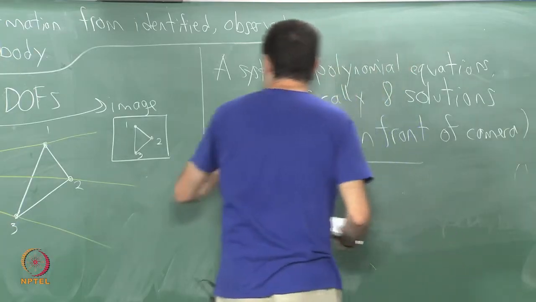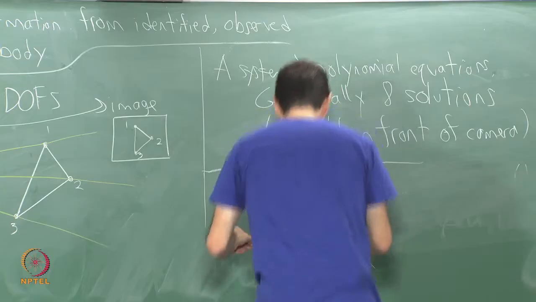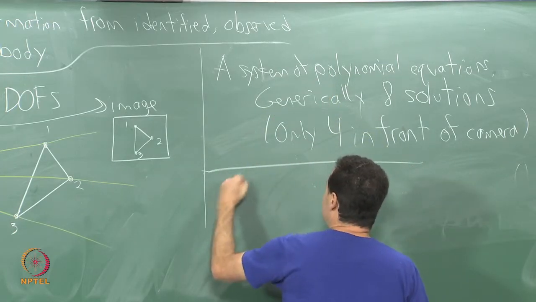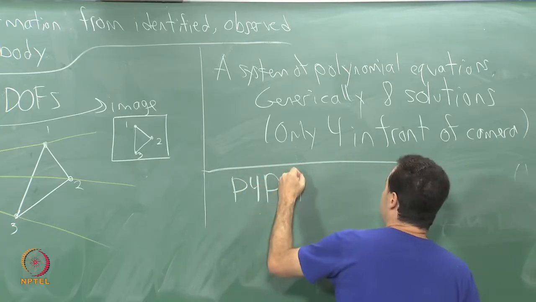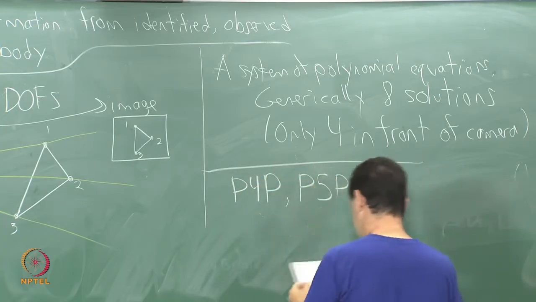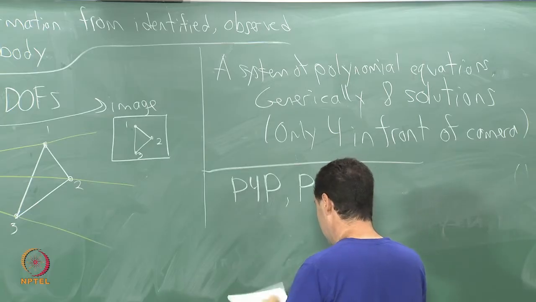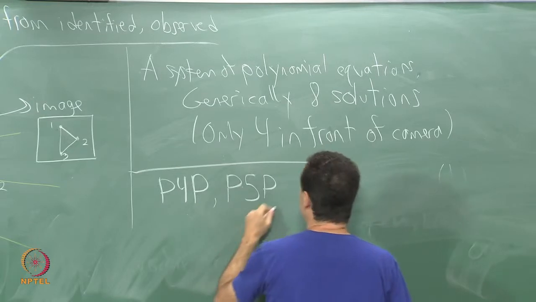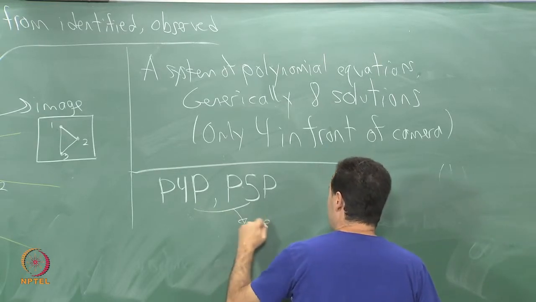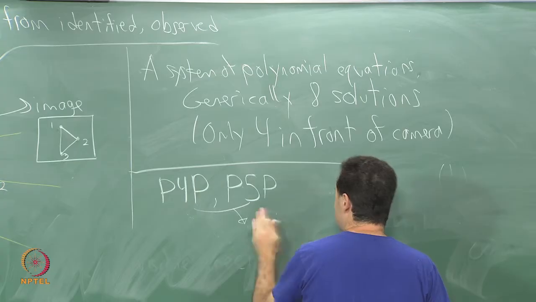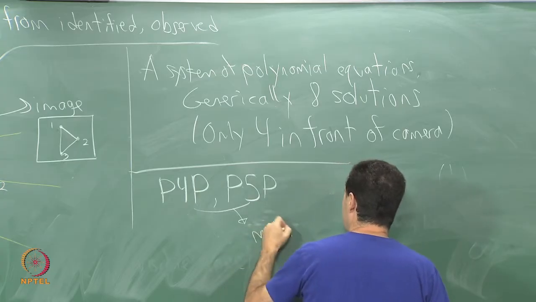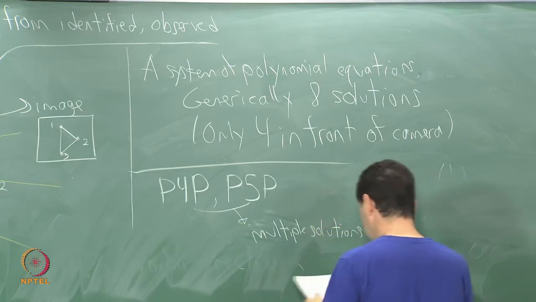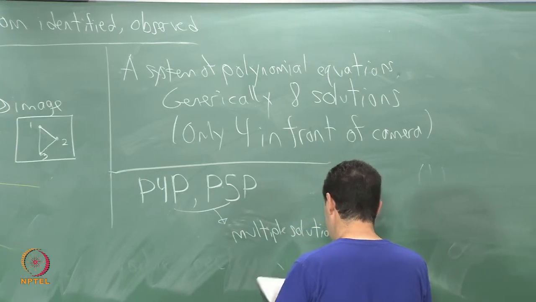In order to remove redundancy, you just go further. So if we get up to P4P, P5P, there's still some redundancy. There are still some multiple solutions. And problems with coplanarity.